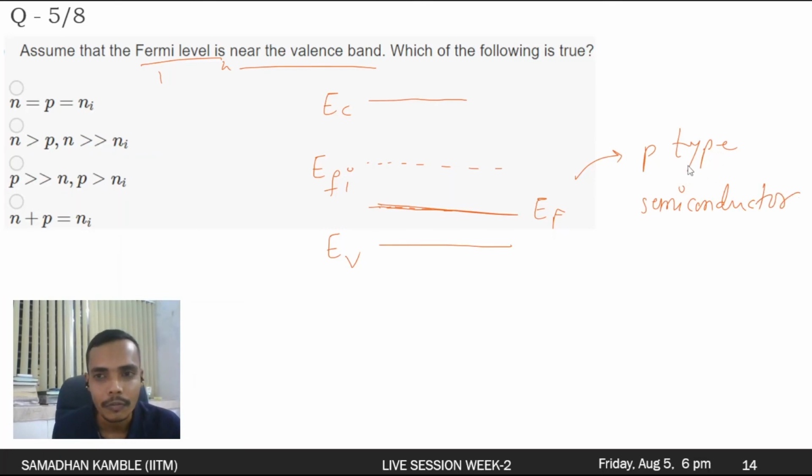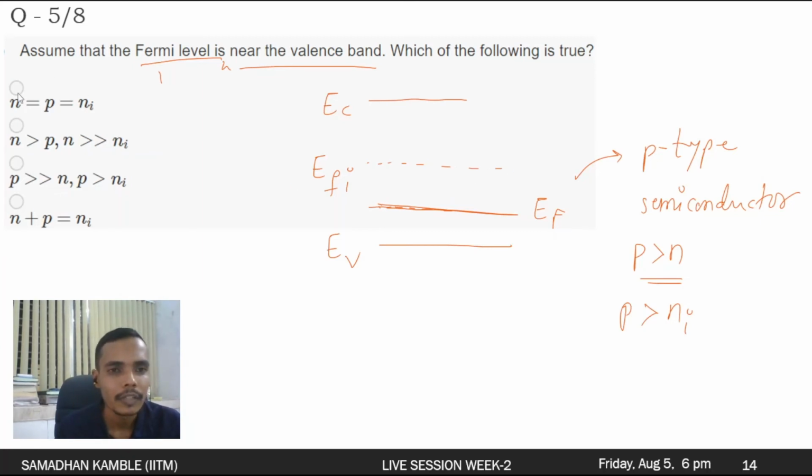Once it is established that it is a p-type semiconductor, we know that in a p-type semiconductor the majority carriers are holes. So p has to be greater than n. So the option is C. Also we need the number of acceptors to be more than the intrinsic carrier concentration, so that we have an extrinsic semiconductor, because when the intrinsic carrier concentration is more, the Fermi level will be shifted towards the intrinsic Fermi level.